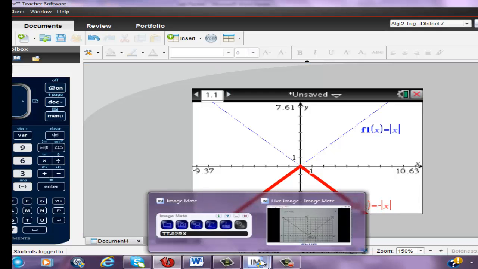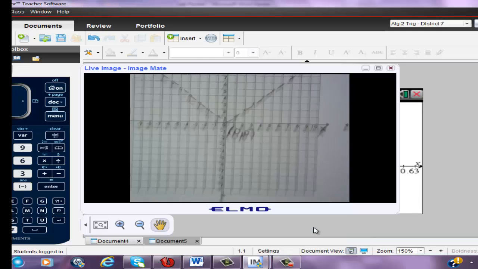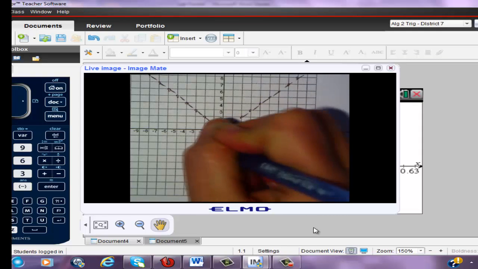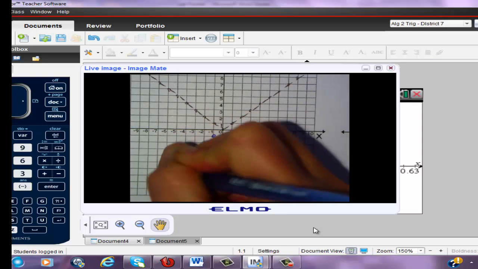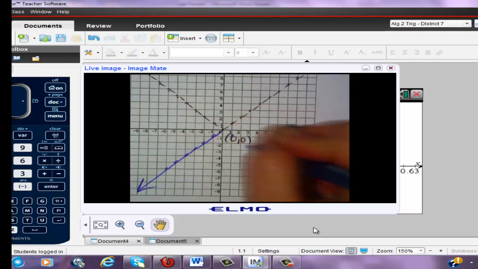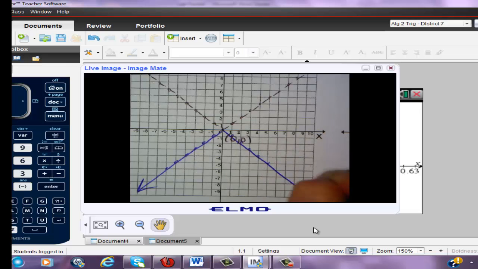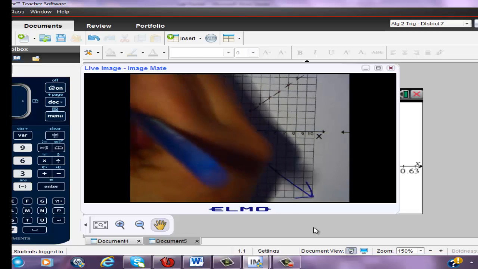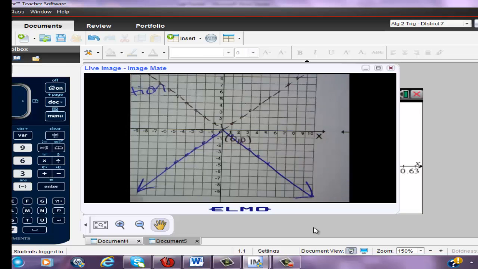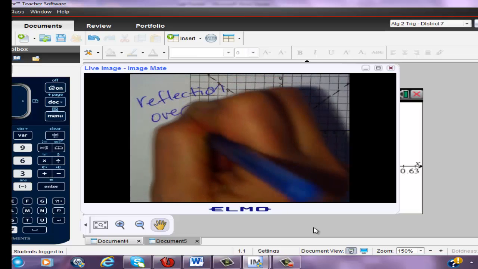So again, back to your paper. The anchor point does not change, but everything gets reflected over x, or flipped over x. So this is a reflection over the x-axis.